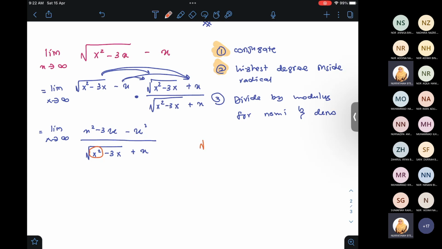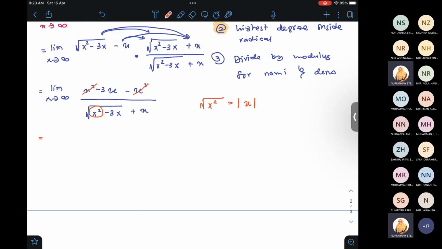We know that square root of x square is equal to modulus x. So we divide by modulus x on top and bottom. But for the upper part, we can cancel this one first because x square minus x square. So now, limit x tends to infinity of negative 3x divided by modulus x. For the bottom part, we have square root of x square minus 3x, plus x, divided by modulus x.